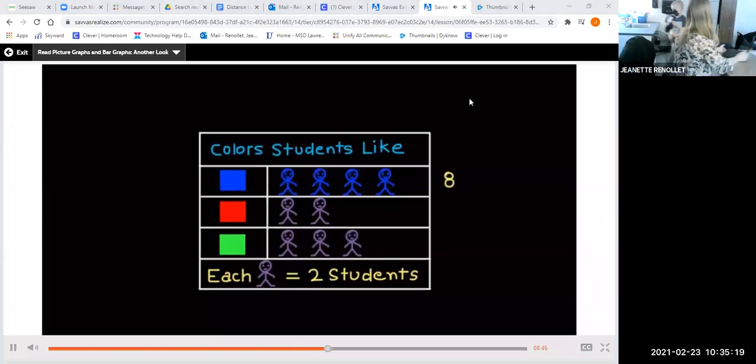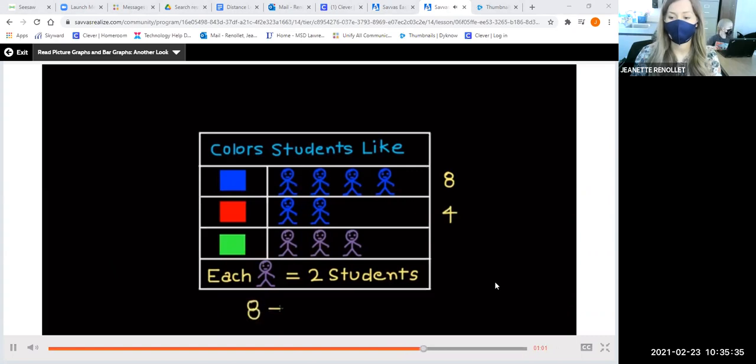Get it? How many more students list blue as their favorite color than red? 8 students like blue and 4 students like red. We need to subtract. 8 minus 4 equals 4. So, 4 more students consider blue their favorite color than those that chose red. Picture graphs sure can tell a lot of information, and they're a lot of fun to look at, too.